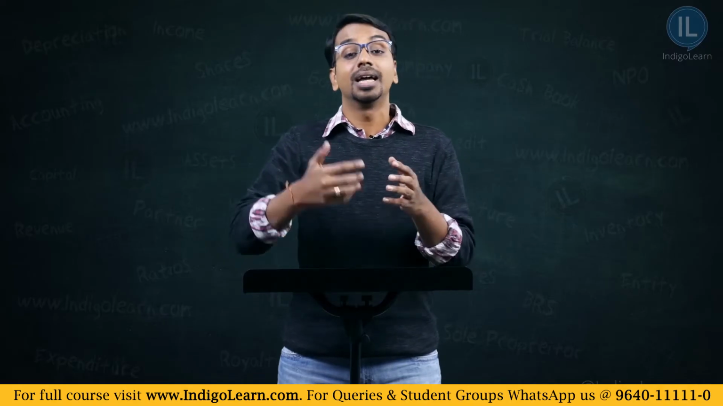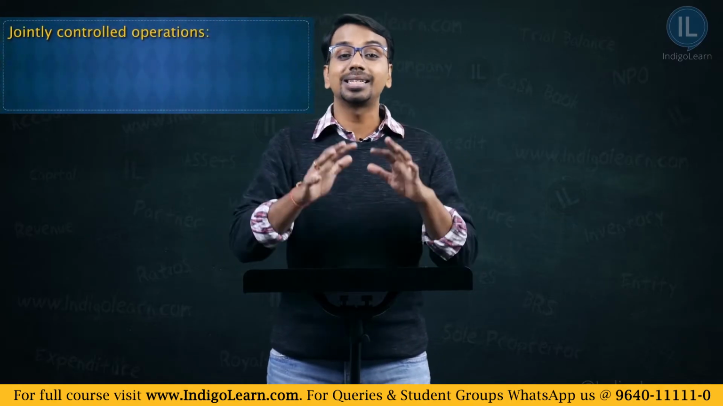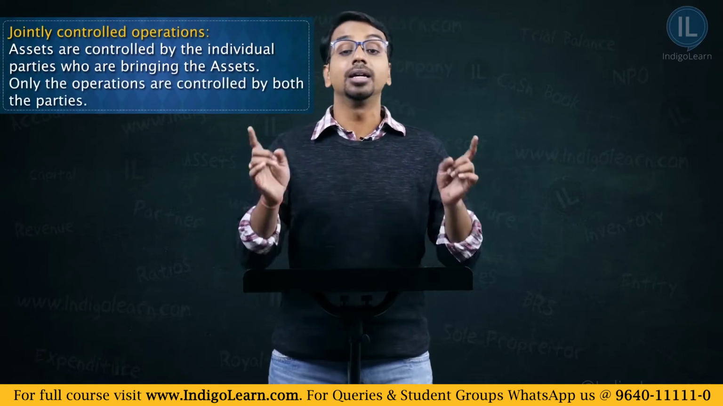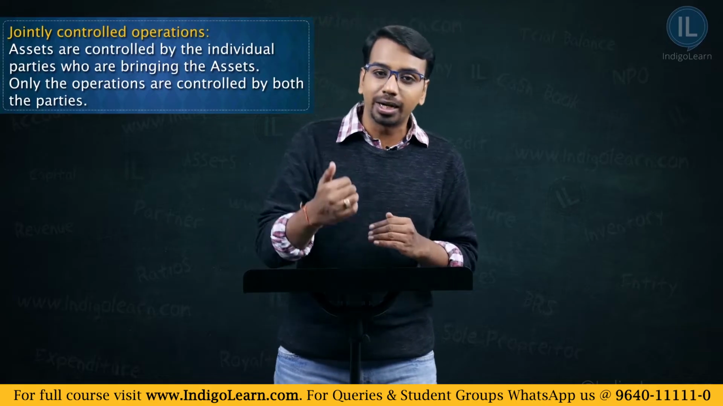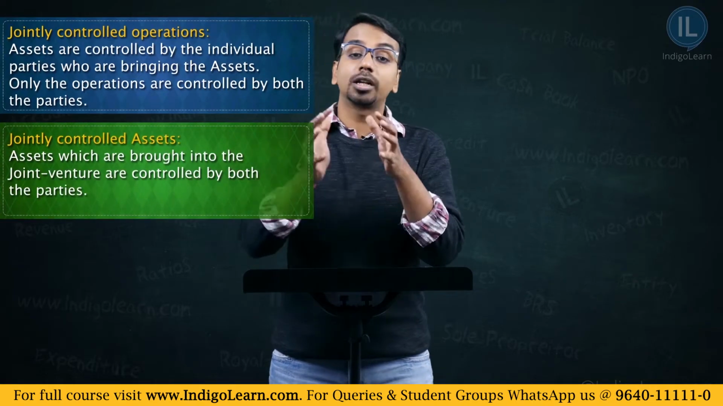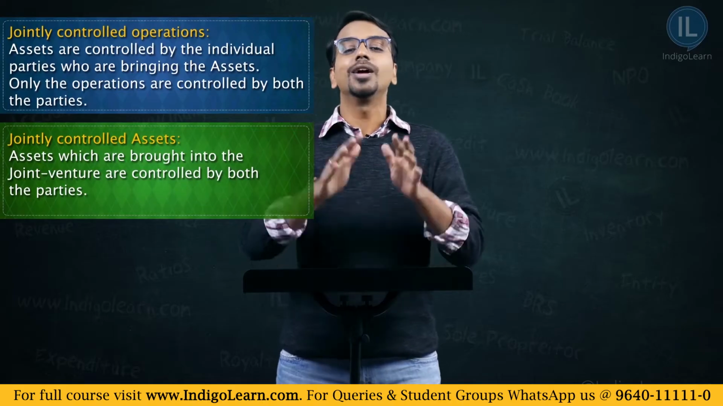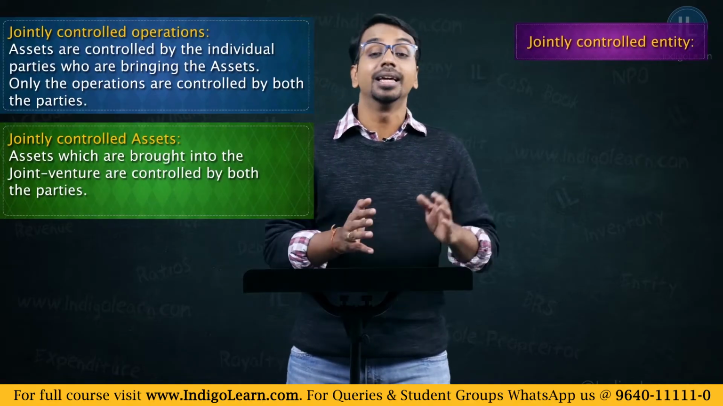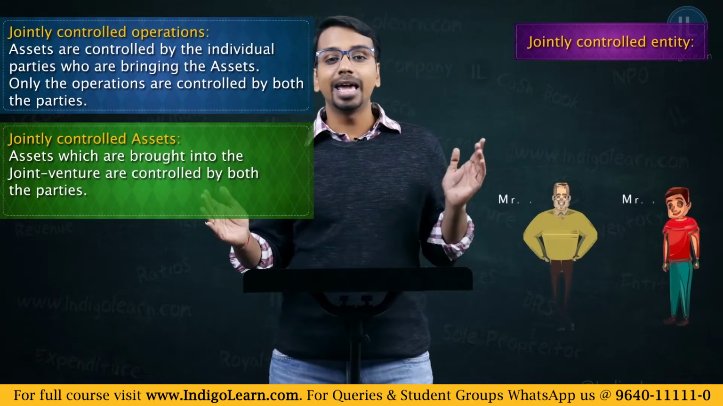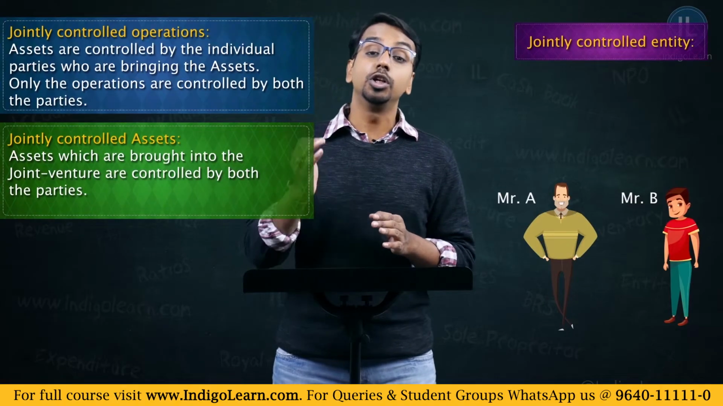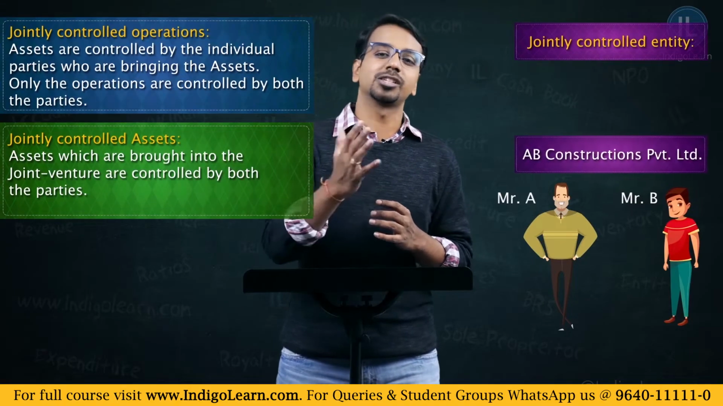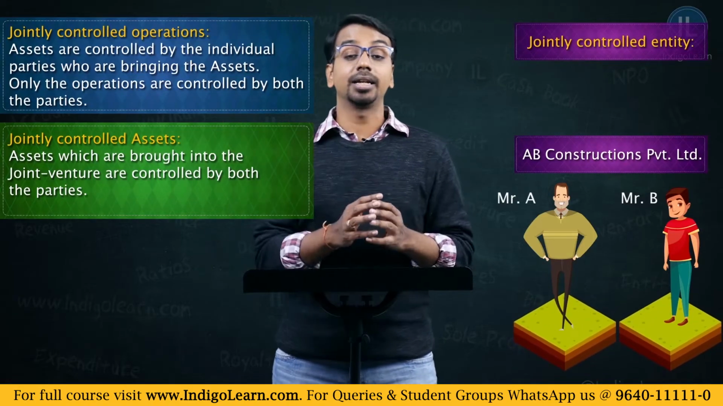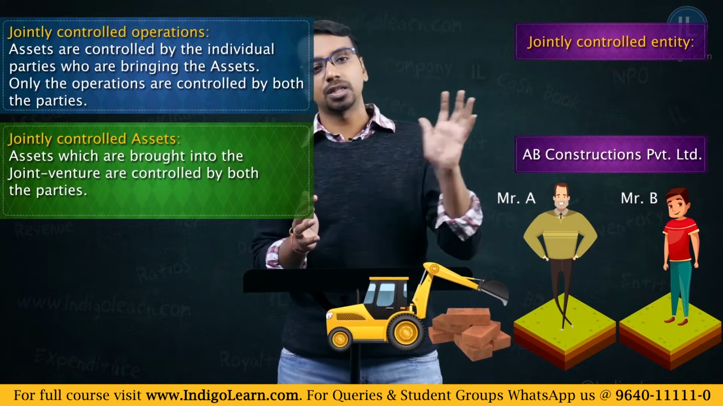I am repeating once again friends, under jointly controlled operations, assets are controlled by the individual parties who are bringing the asset. Only the operations are controlled by both the parties. But if it is a jointly controlled asset, assets which are brought into the joint venture are controlled by both the parties. And the third category, which is a jointly controlled entity, in that scenario what happens is A and B, they come together and they form a new entity, maybe AB Constructions Limited. Now this entity carries out the construction activity, land is transferred to that entity, all the other equipment, materials, that is transferred to that entity.